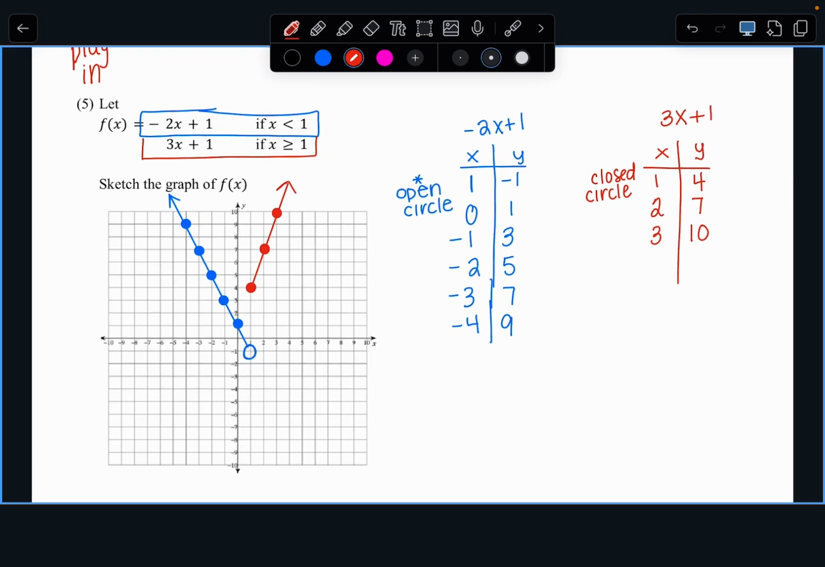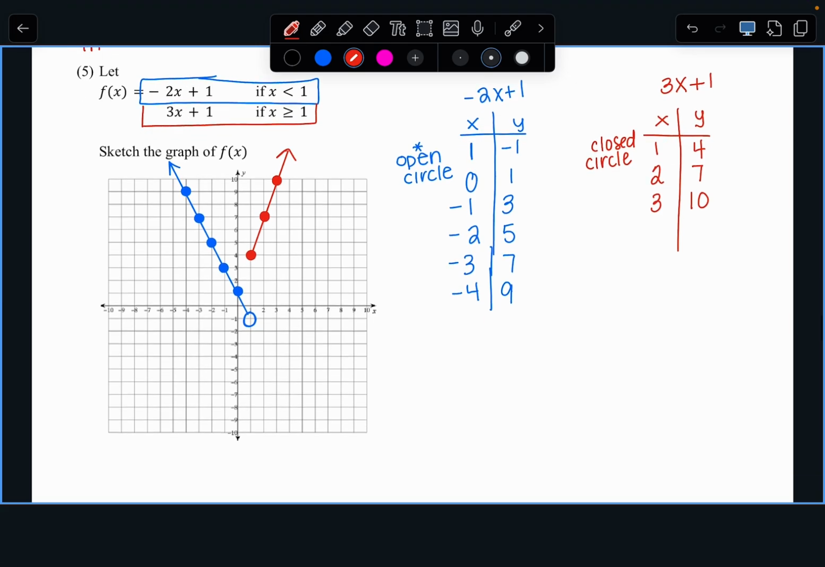Questions on how to graph a piecewise function? Bless you. Okay, anybody need that up a little bit longer? All right.